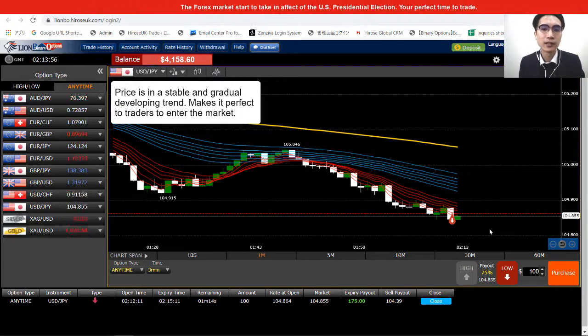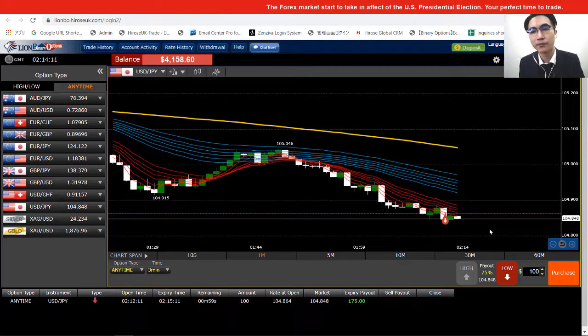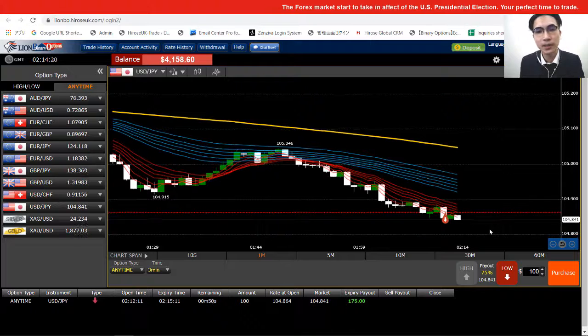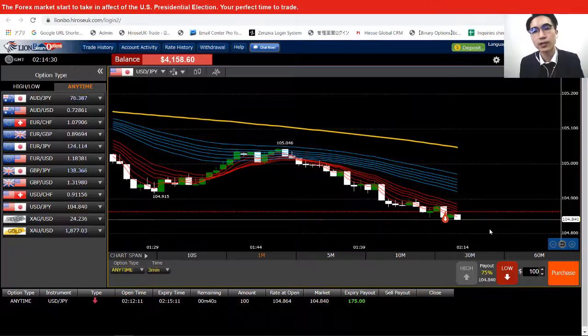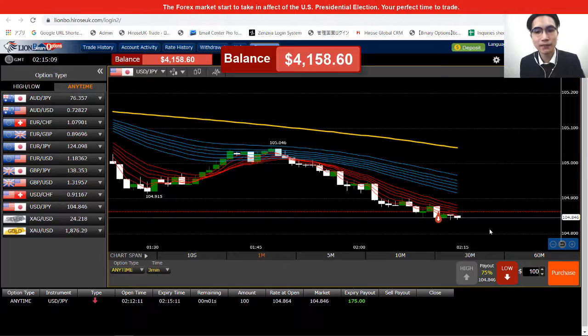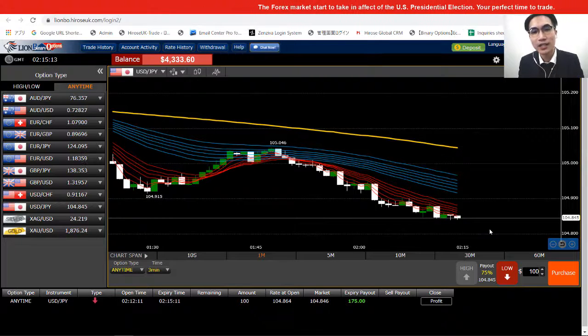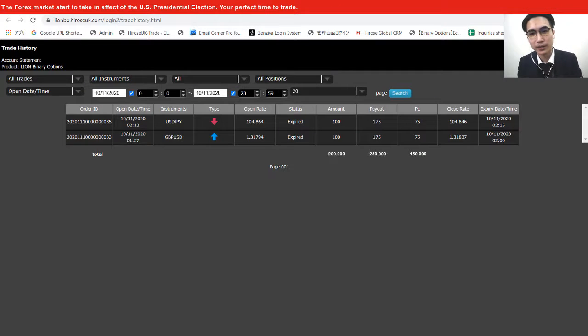So again, after the US presidential election, this is the perfect timing for us to enter the market and to aim for profit. If you are a forex trader, take a look at the forex chart, and I'm pretty sure you're gonna be surprised at how much it went up last night. For binary option traders, as I mentioned just now, the chart is really smooth, and the price is developing really gradually, and that is the perfect timing for us to open trades as well.